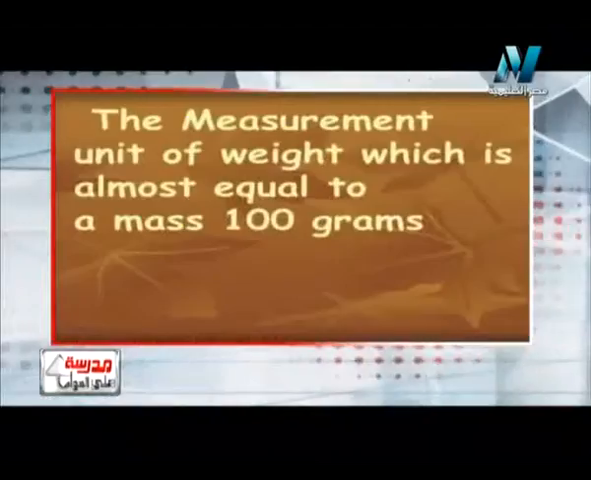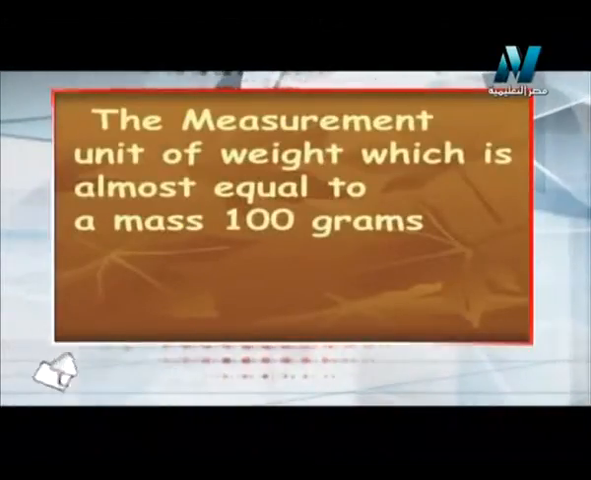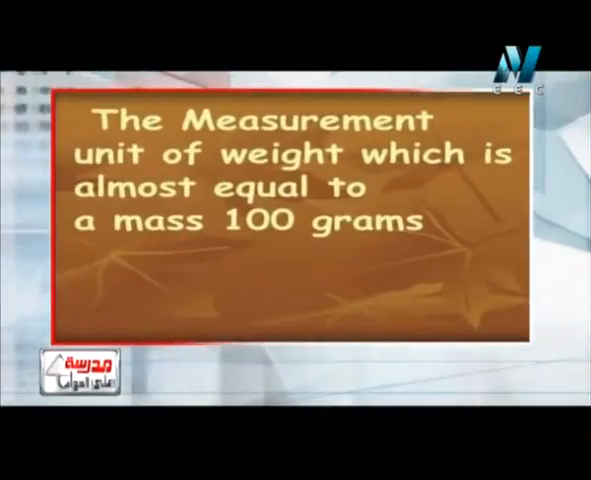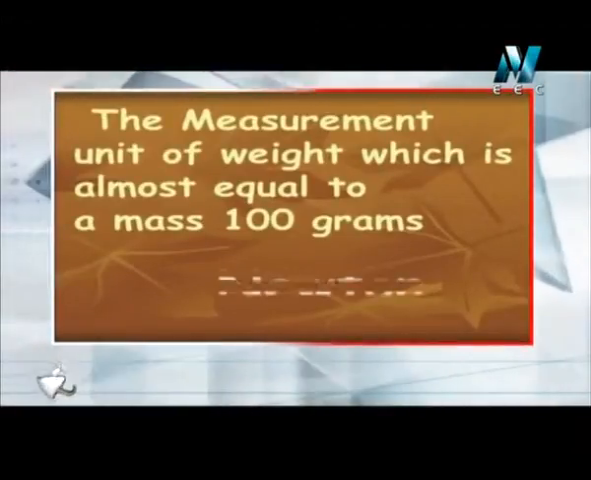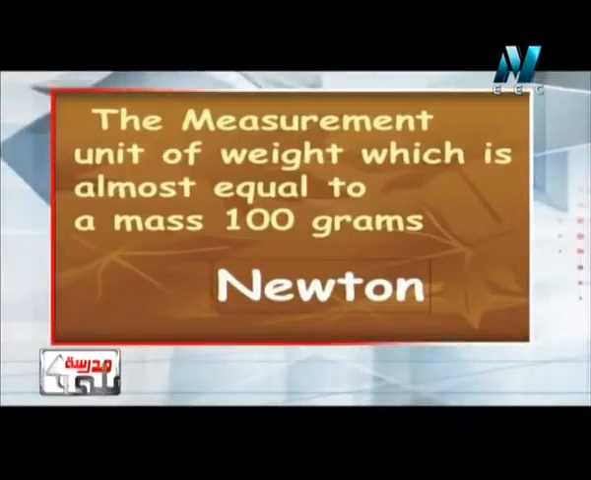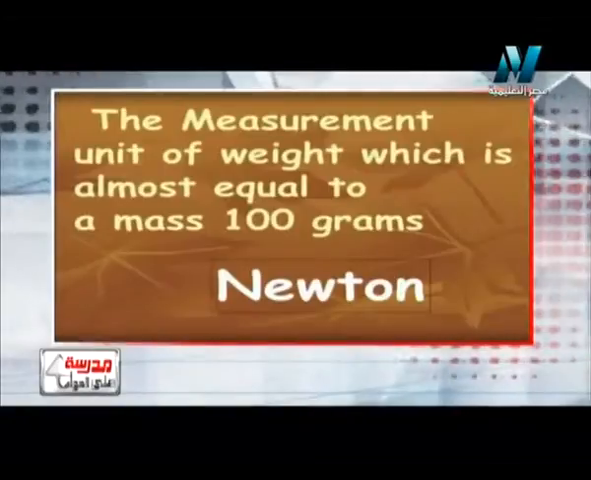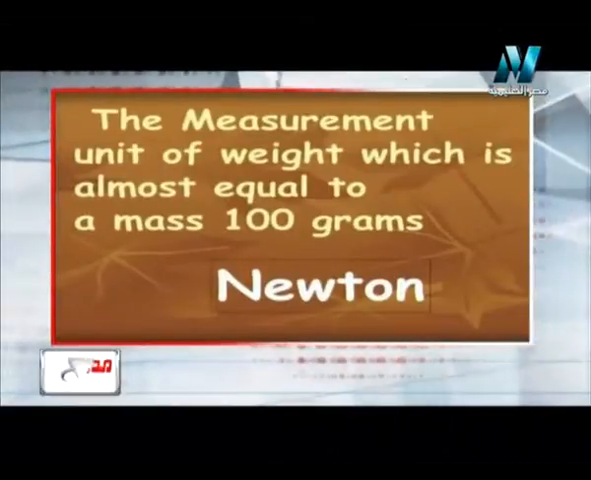So the question says that the measurement unit of weight, which is almost equal to a mass of 100 grams. I think we have only one measurement unit of weight, which is the Newton. Again, Newton is equal to 100 grams in mass, and it is also the measurement unit of weight.